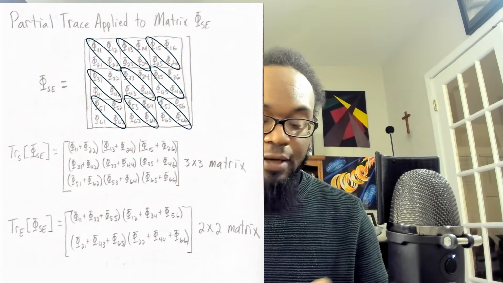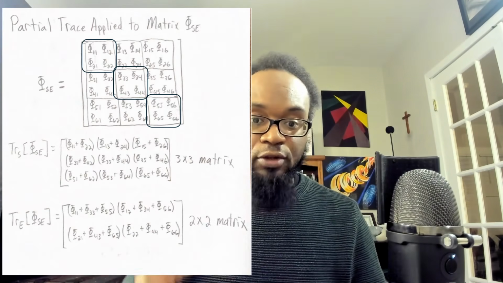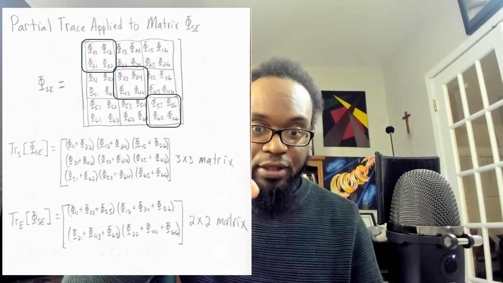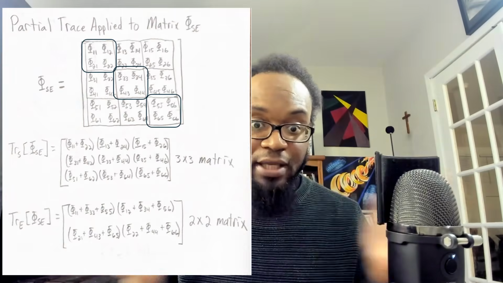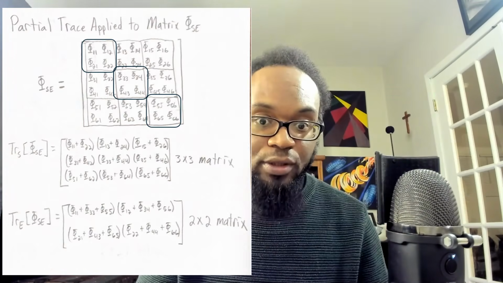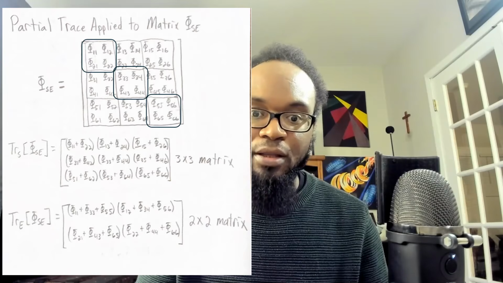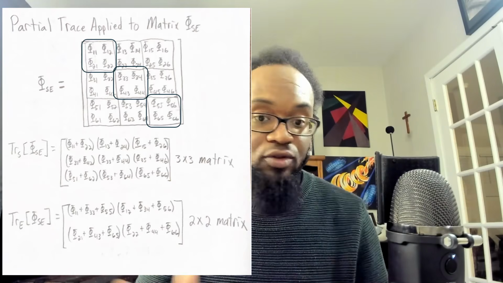For the environment, it's a little bit different. Instead, you take all of the diagonal submatrices that you make and just add those together. So you'll end up with a 2x2 matrix, and that would be the matrix that represents the subsystem of your environment. And that's it. It's just a mindless procedure.